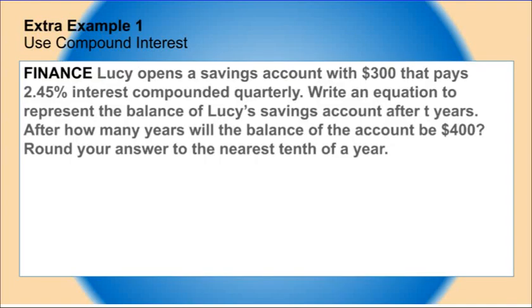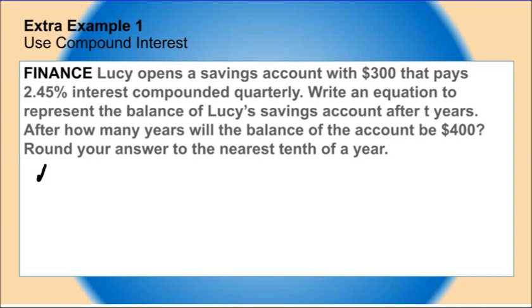Next example. Lucy opens a savings account with $300 and pays 2.45% interest compounded quarterly. Write an equation to represent the balance of the savings account after 2 years. After how many years will the balance of the account be $400? Round to the nearest tenth of a year.